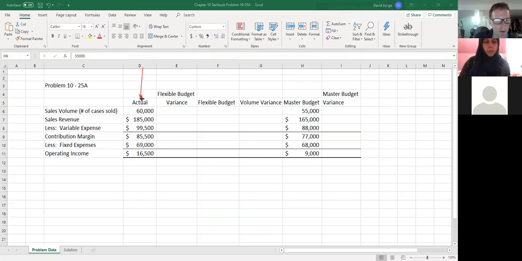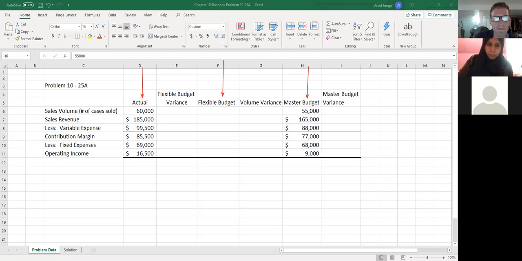This was given in the problem. There's your actuals. And they also gave us the master budget. What they did not give us is, and notice the format that I put this in, here's your flexible budget column. We're going to plug in the numbers for the flexible budget in that particular column.